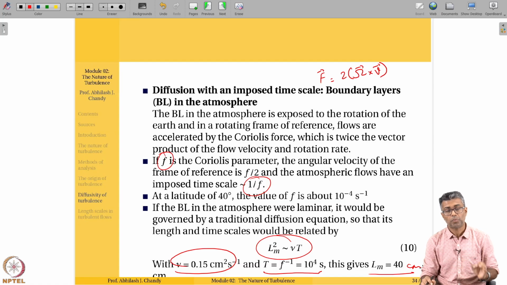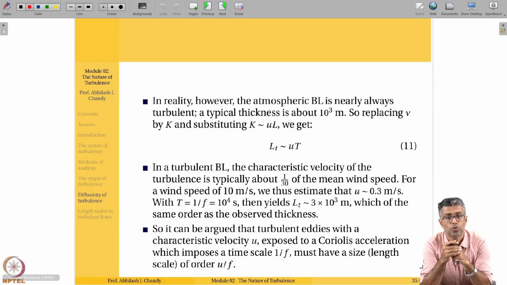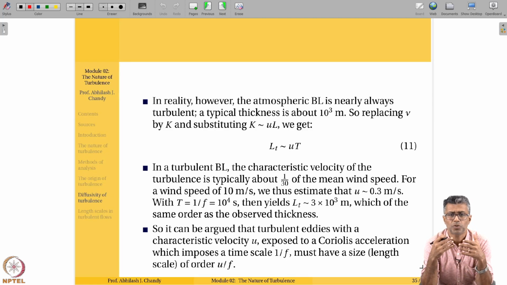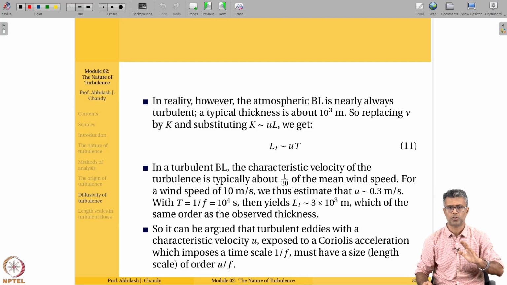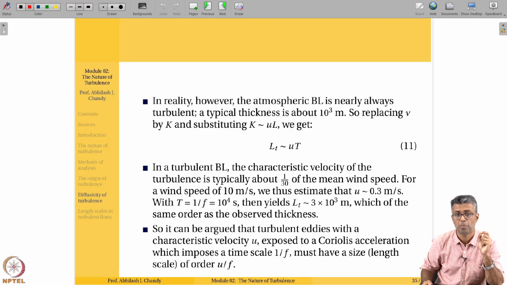We know that the atmospheric boundary layer is not laminar. Okay, so let's say it is turbulent, which in reality it is. So in reality, the atmospheric boundary layer is always turbulent and with a typical thickness of about 1000 meters, so a kilometer. So let's keep that aside. We know that the atmospheric boundary layer has a typical thickness of 1 kilometer. Let's keep that aside.